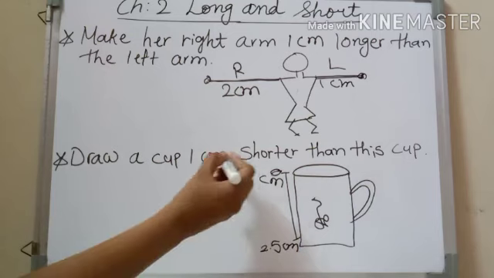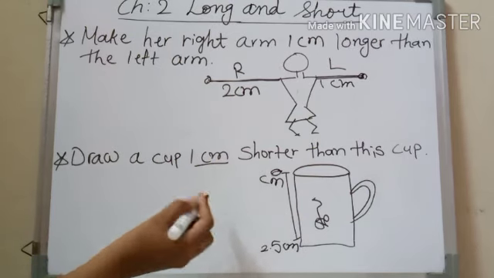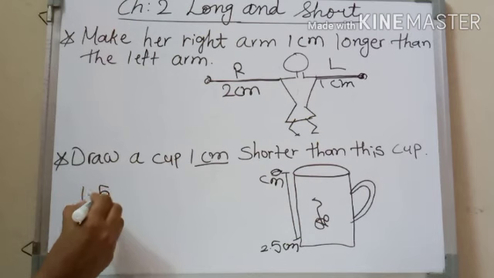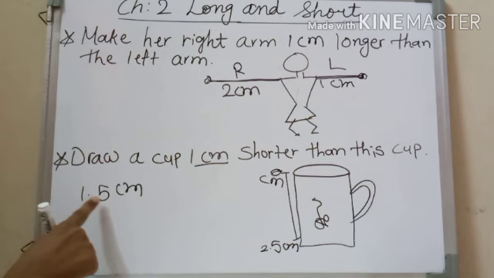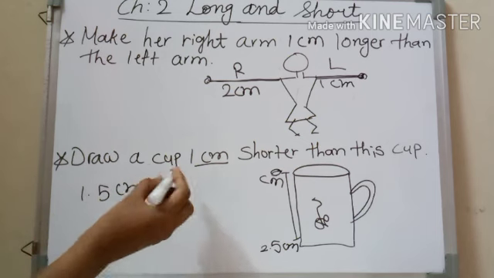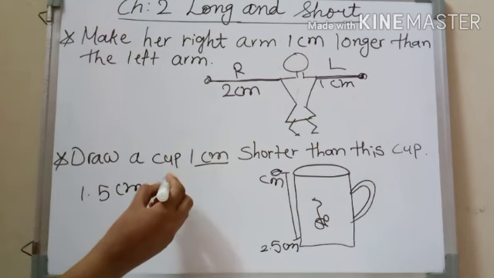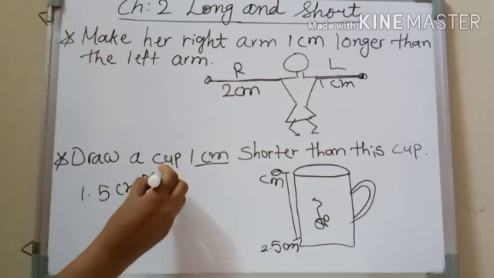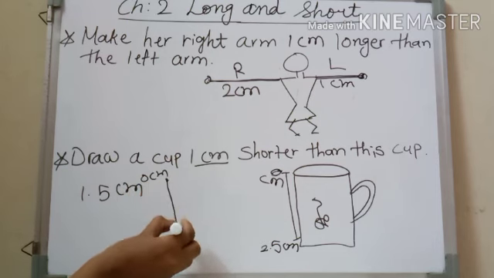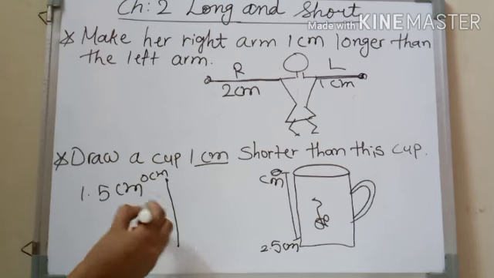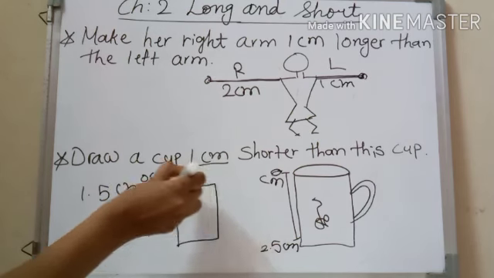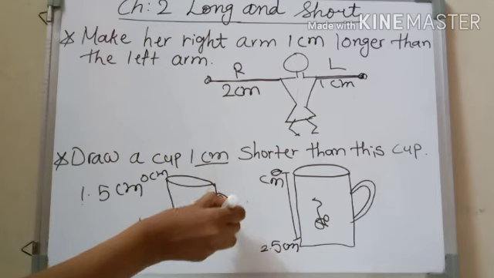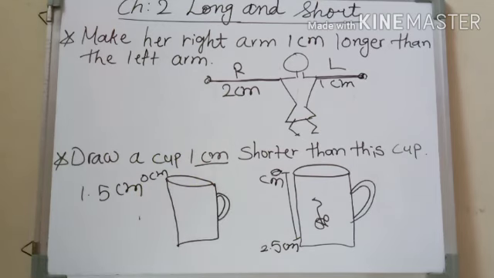Now we have to draw it 1 centimeter shorter. So the length of the cup should be 1.5 centimeter. 1.5 centimeter means 1 centimeter and 5 millimeter. That means you start from 0, put the scale here at 0 centimeter and draw till 1.5, 1 centimeter then 5 millimeter. And after taking the measurement you have to draw it. Understood? So the length of the cup is 1.5 centimeter.